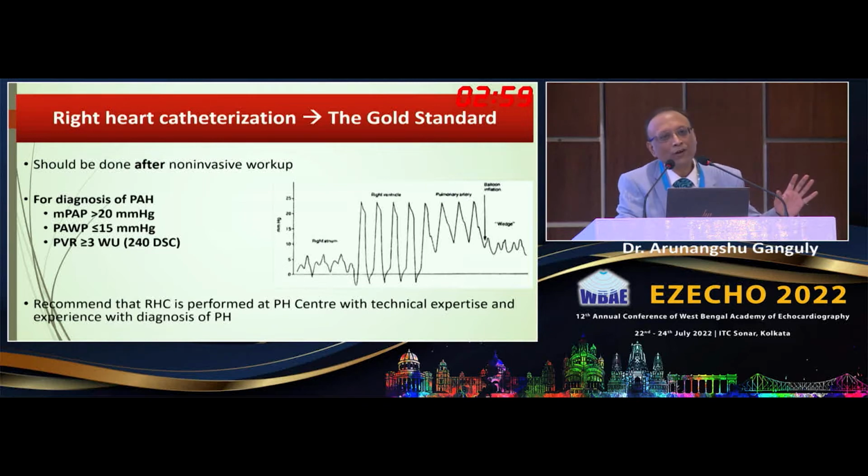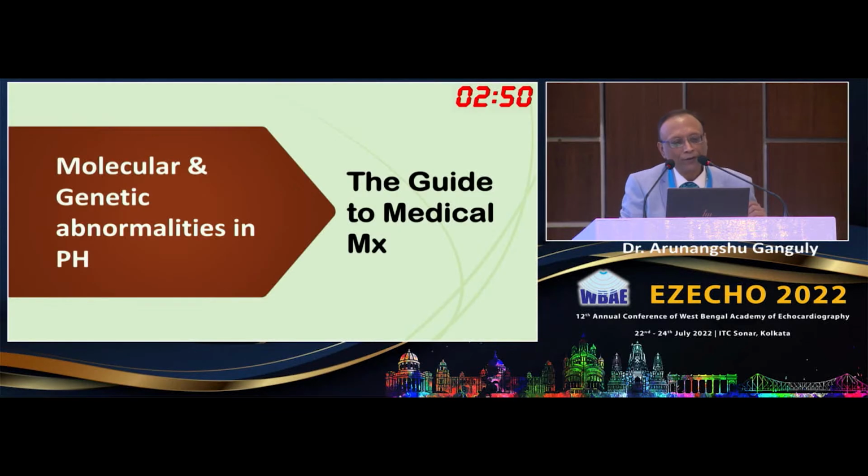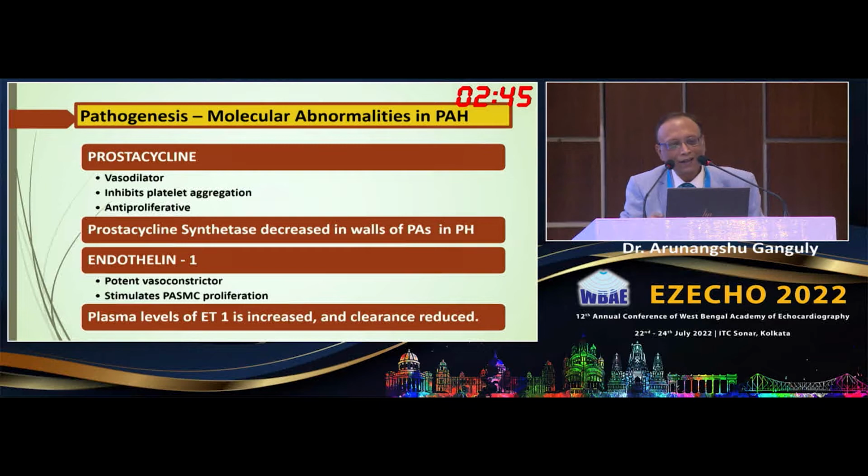So whatever you do in echo, if you have a true pulmonary arterial hypertension, please have a right heart catheterization done before proceeding further. So the guide to medical therapy is, remember that the pathogenesis has two pathways: the prostacyclin pathway and the endothelin pathway. Prostacyclin pathways are vasodilators, platelet aggregation inhibitors, and antiproliferative. Endothelin pathways are vasoconstrictor and smooth muscle cell proliferation makers.